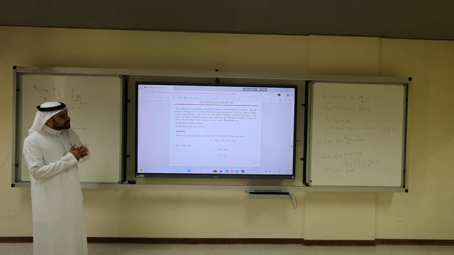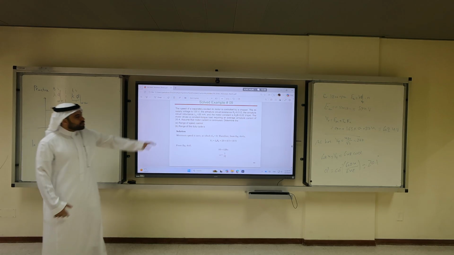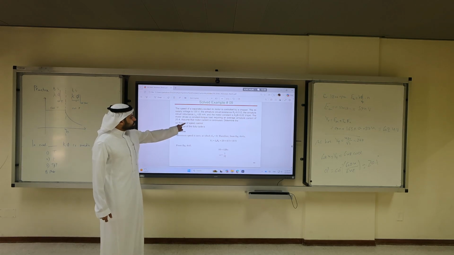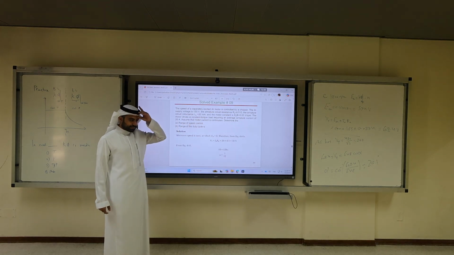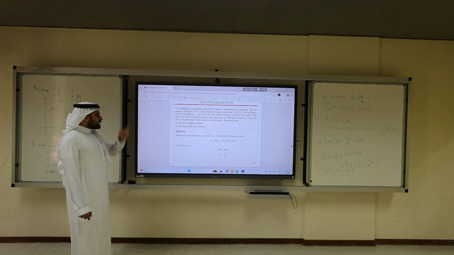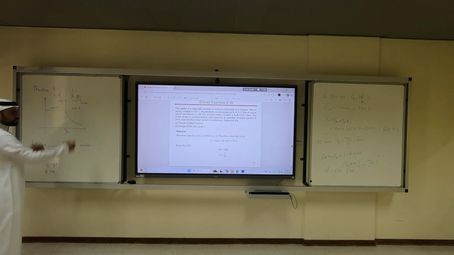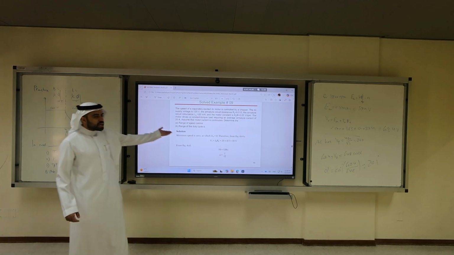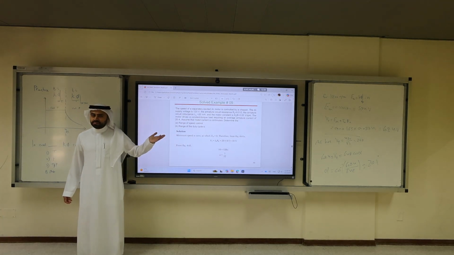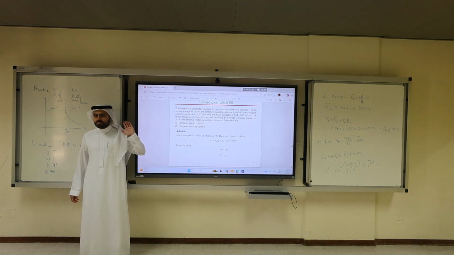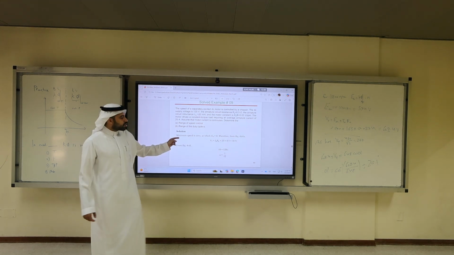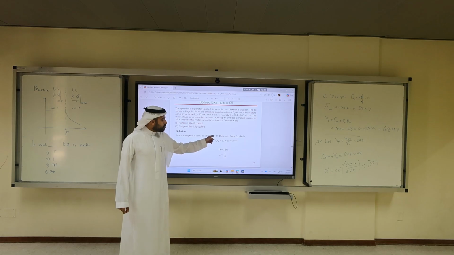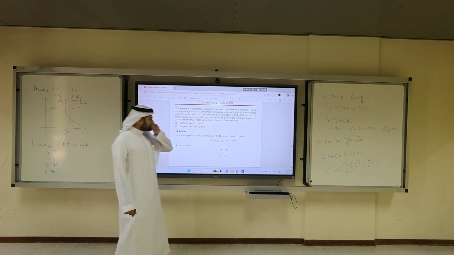But what's the trick? He said assume the motor current is constant, find the range of speeds. Basically he's asking you to find those axes. Of course, what's the minimum speed of a DC motor? 0. Minimum speed is 0. This corresponds to EA to be what? 0.